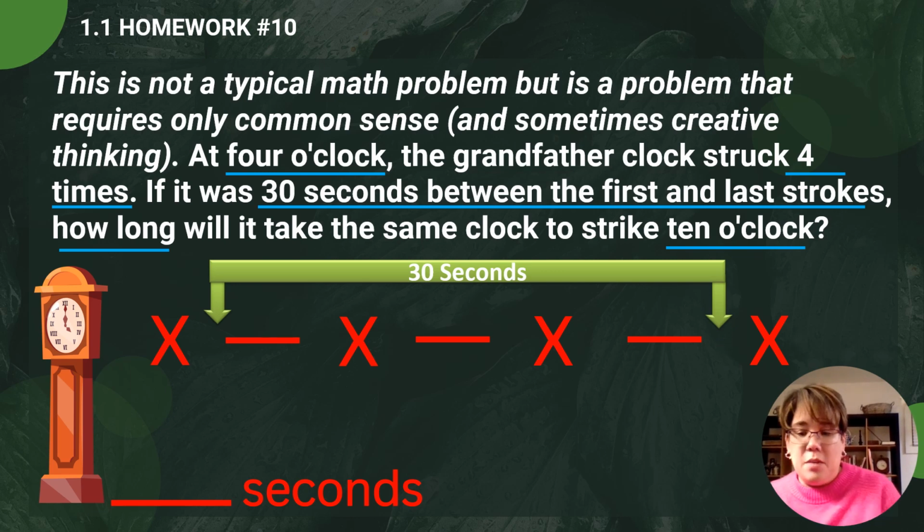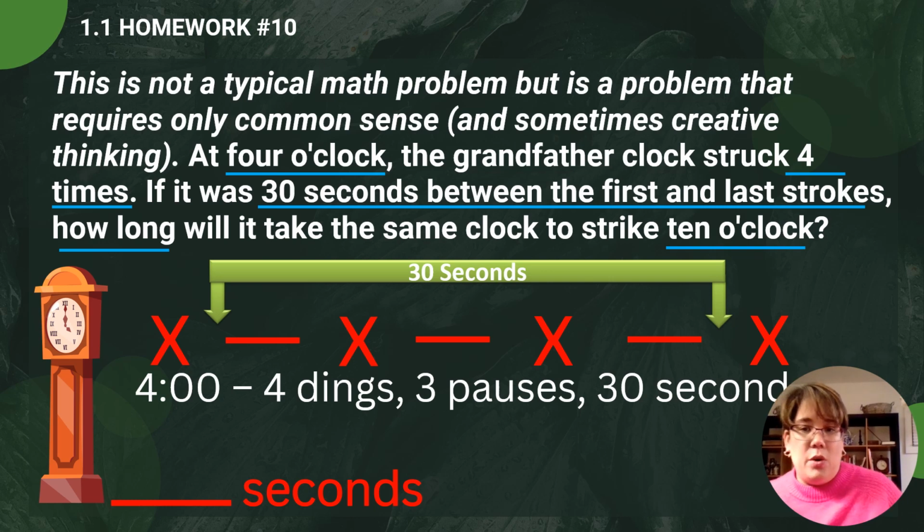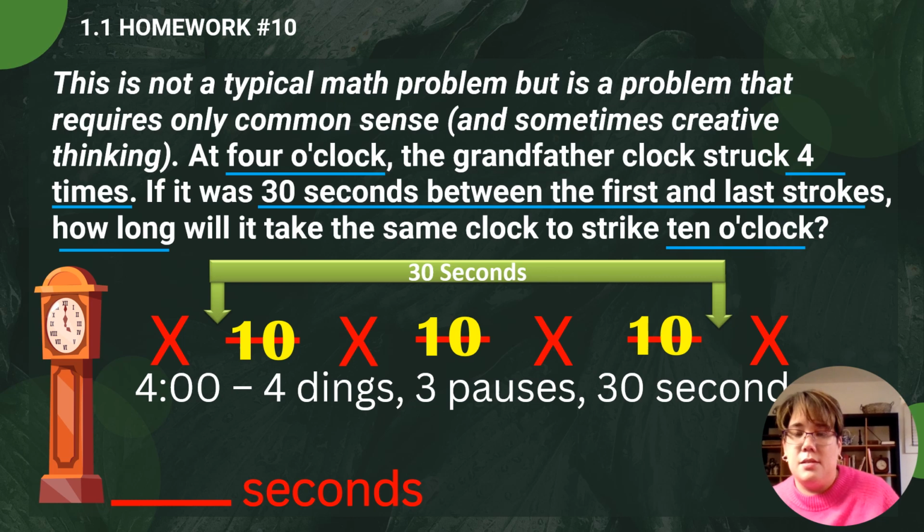So let's think about what that means. At 4 o'clock, we had 4 dings, right? So we had 1, 2, 3, 4 dings. We had 3 pauses. So we have 1, 2, 3 pauses. And we had 30 seconds in these pauses, right? So 3 pauses and 30 seconds in those pauses. So really, if you think about it, each of those pauses was 10 seconds.